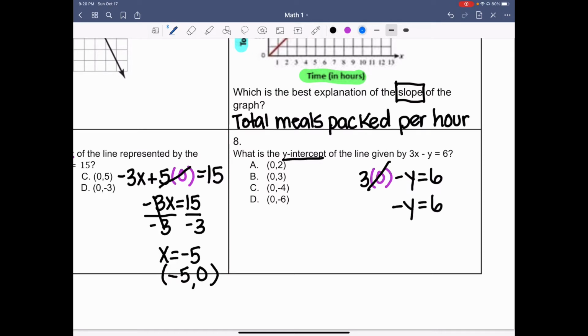Now remember, that's a -1 in front. So we're going to divide by -1, and y equals -6. And for this one, the -6 is the y value, so it's got to go in the y spot. So the answer is D.